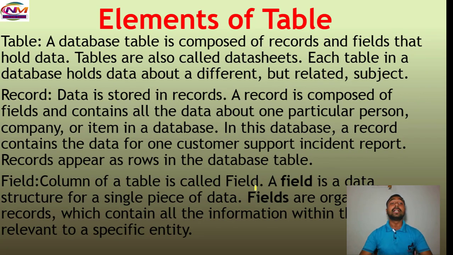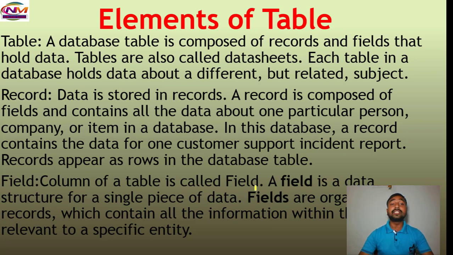So this is the structure of a table. The definition of the table is written over here. A table is composed of records and fields that are able to hold the data. Tables are used to hold the data. Tables are also called data sheets. Each table in a database holds data about a different but related subject or object. In particular, one cell is used for a specific purpose.